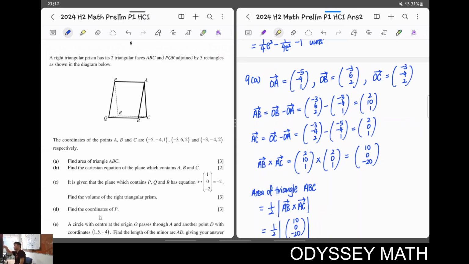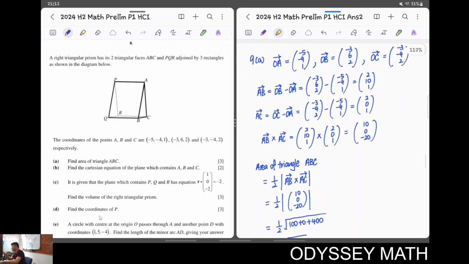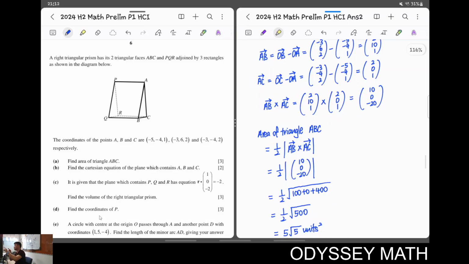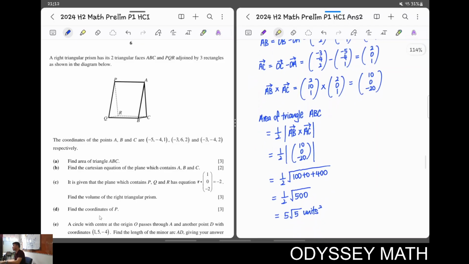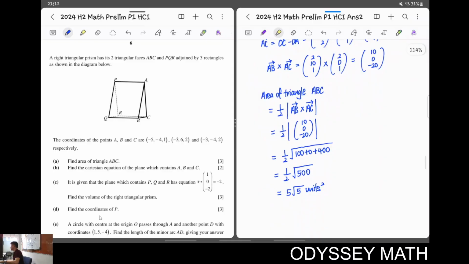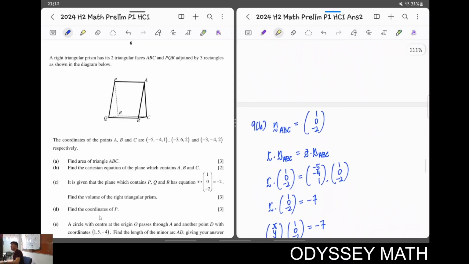Then after that, we find the directional vectors AB, AC, and we take their cross product. And then the area of triangle ABC will be half times the modulus of the cross product of the directional vectors AB and AC. Okay, do it yourself. That's the area.